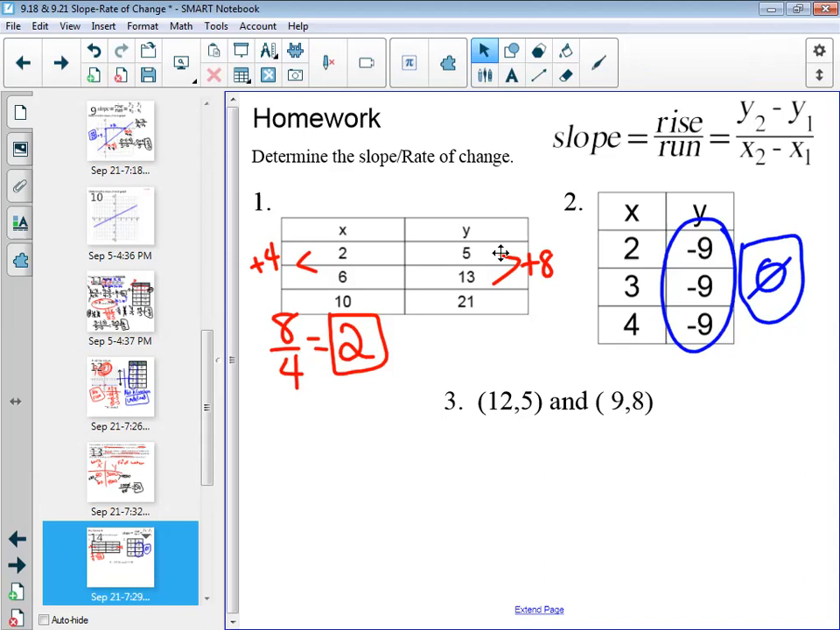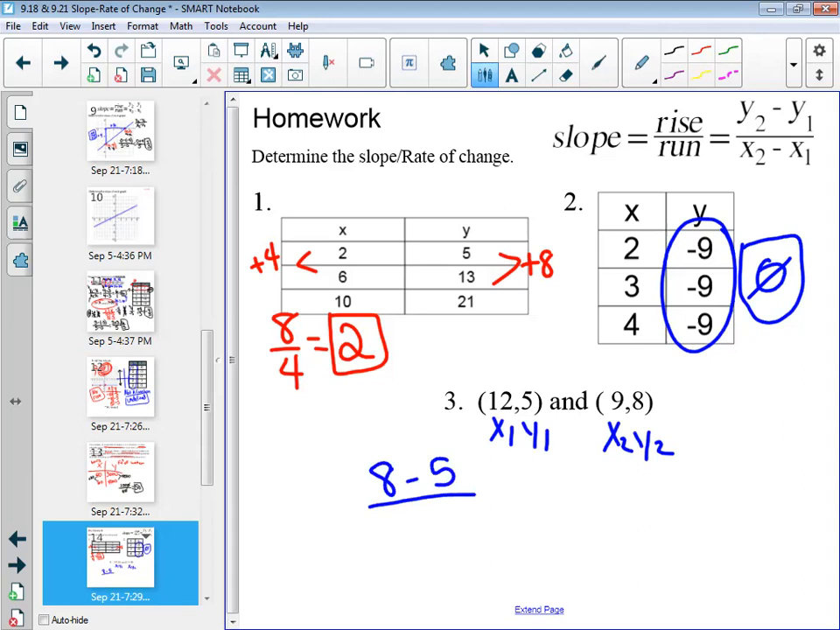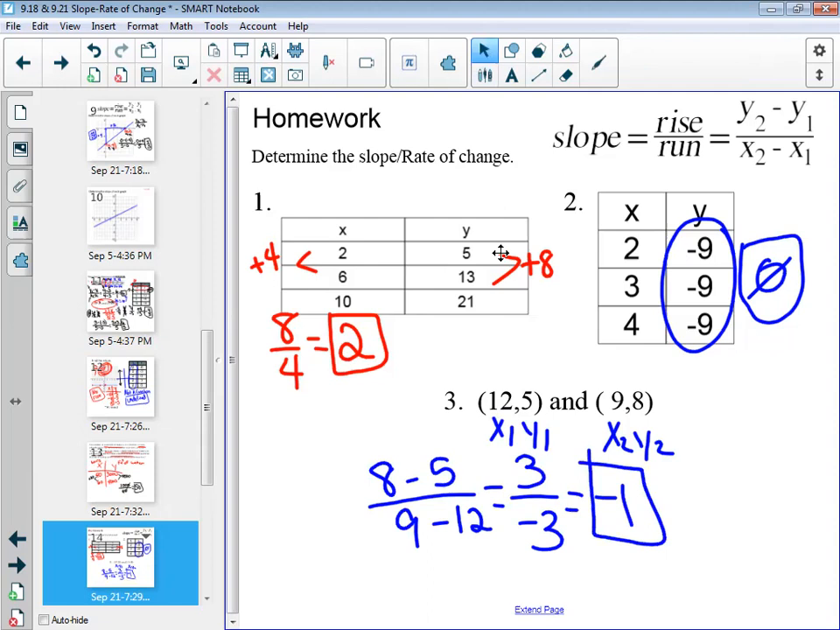All right, number 3. You have 2 choices. You can make a table or you can use your formula, okay? I'm going to use my formula, x1, y1, x2, y2. That means I have my y2, which is 8, minus my y1 of 5, over my x2 of 9, minus my x1 of 12. 8 minus 5 is 3. 9 minus 12 is negative 3. 3 divided by negative 3 gives me negative 1. Again, we have to simplify it, and it's negative, since positive divided by negative gives me a negative.